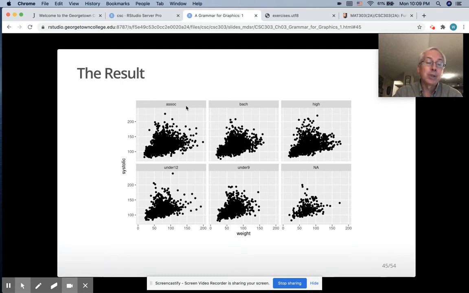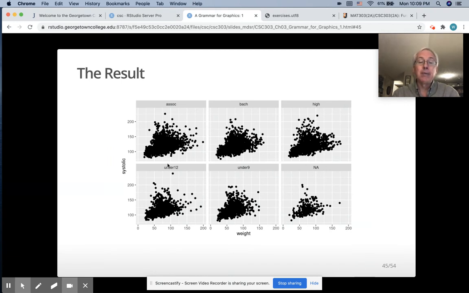Associates means that a person got the equivalent of an associate's degree, but did not finish getting a bachelor's degree. So they have between 2 and 4 years of college, and they did get something equivalent to an associate's degree. Batch means that they did receive a bachelor's degree or higher. High means that they graduated from high school but did not get any college degrees. Under 12 means that they made it past 9th grade but did not graduate from high school. And under 9 means that they did not even make it through 9th grade. NA means that there was no response for this variable.